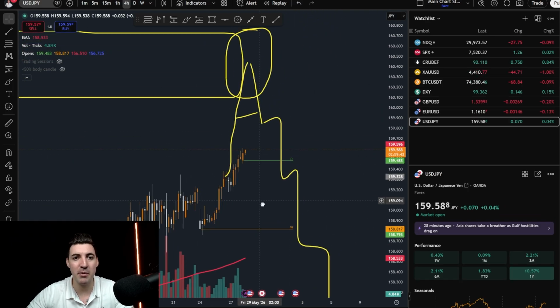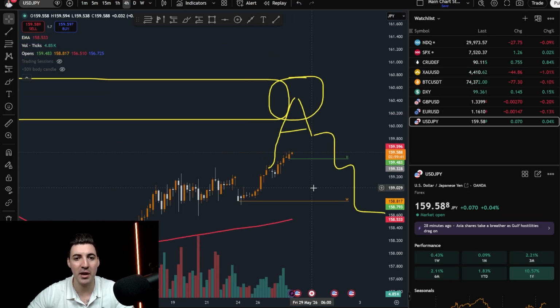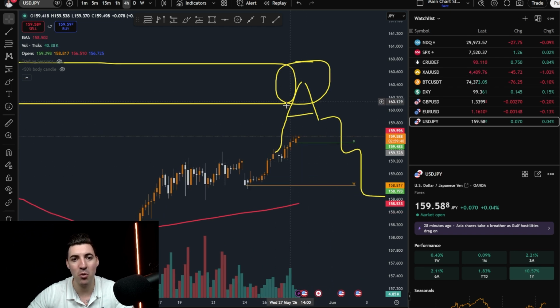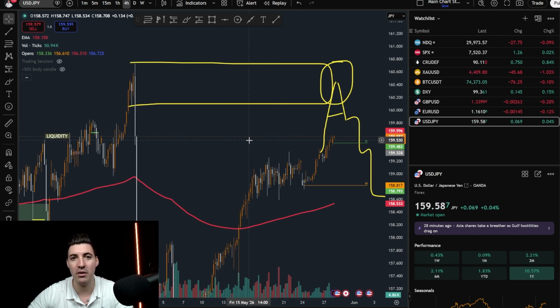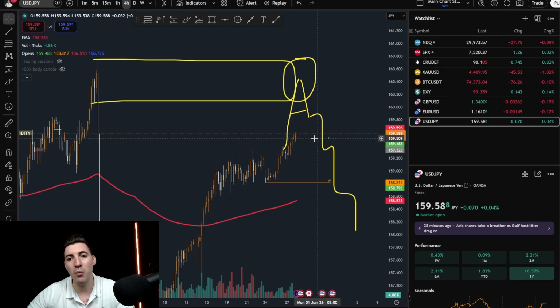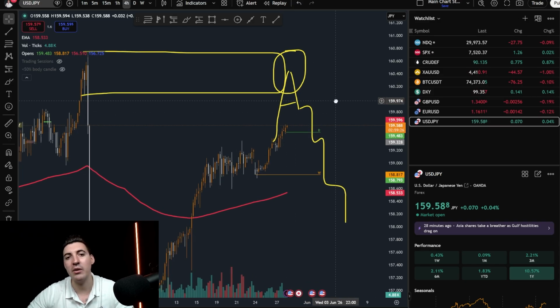Heading over to USD JPY, we can quite clearly see that it is playing out. It is now coming up even more to this zone that we have listed out over the last 2 weeks. What we're waiting for is when the price re-enters into this area, which is, I think, 160 area, and then we're likely going to see a very strong reaction into the downside.